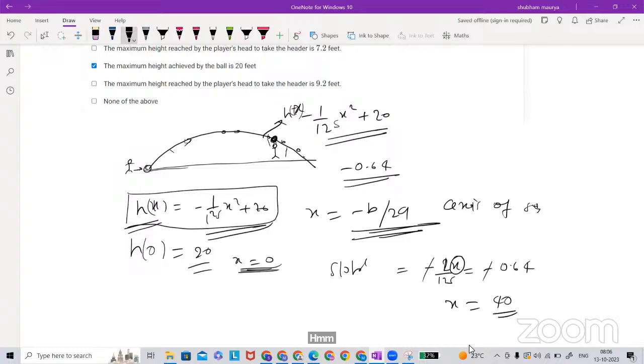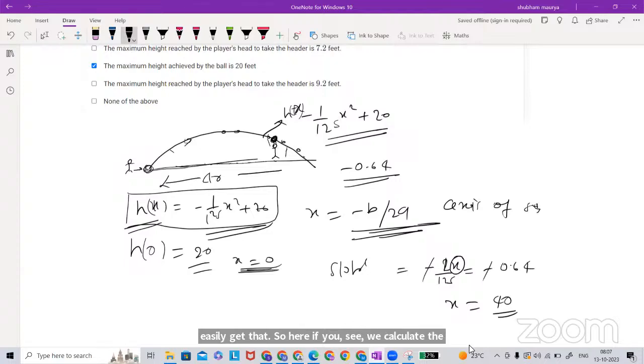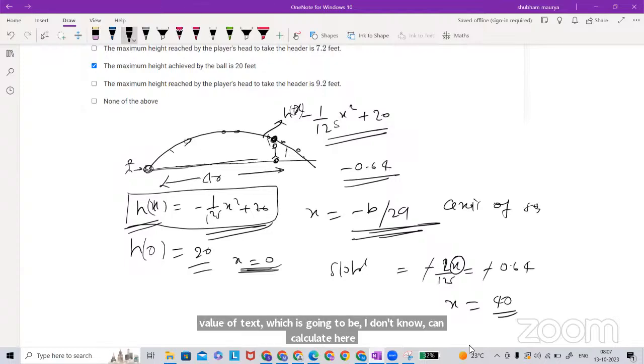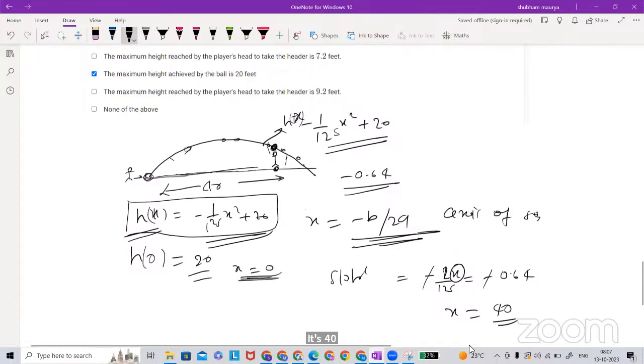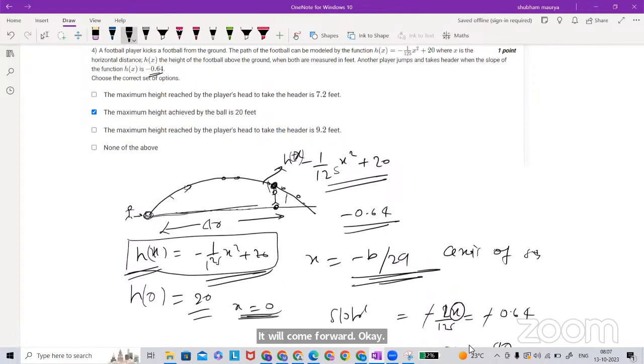So at 40, that is the horizontal distance given. From here, he will take the header. Now the question is asking what is going to be the maximum height reached by the player. So what is going to be the maximum height? How will we calculate it?